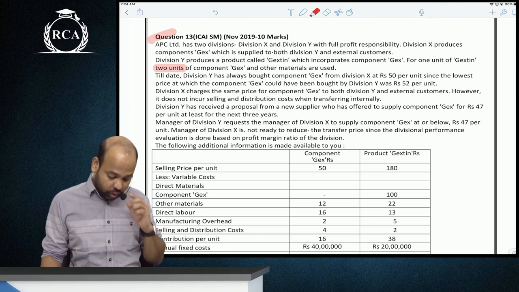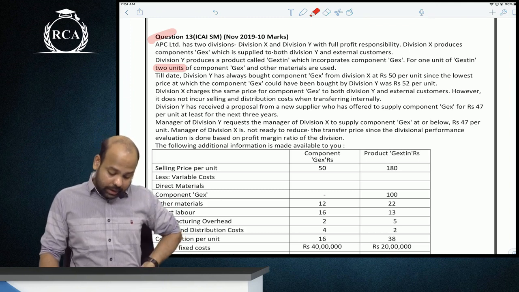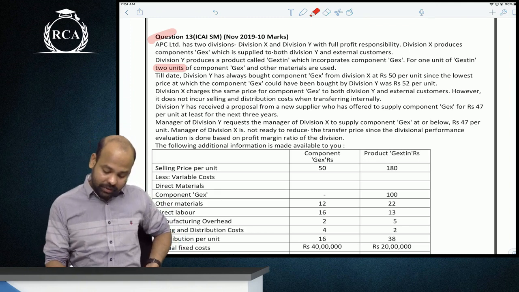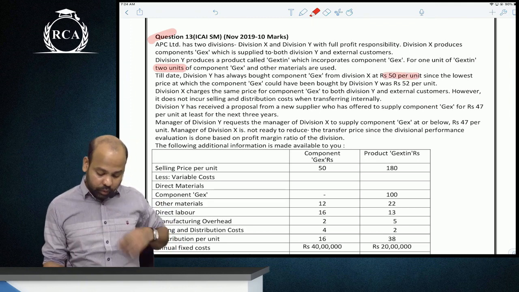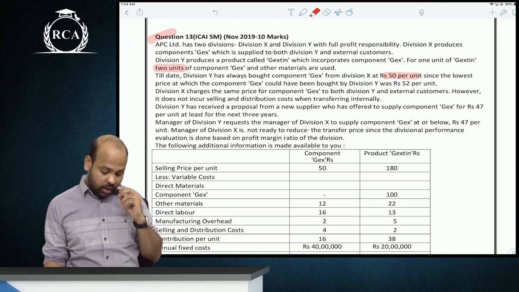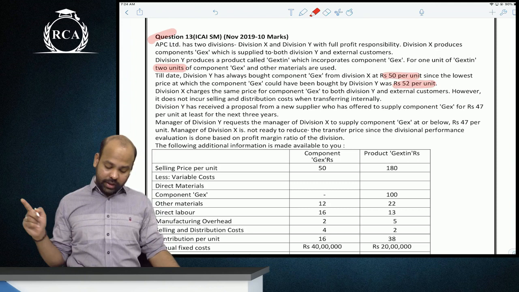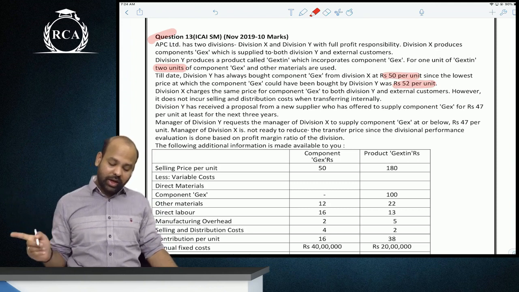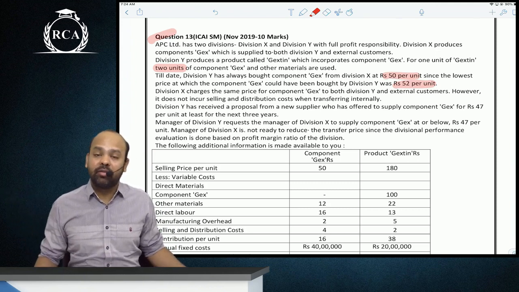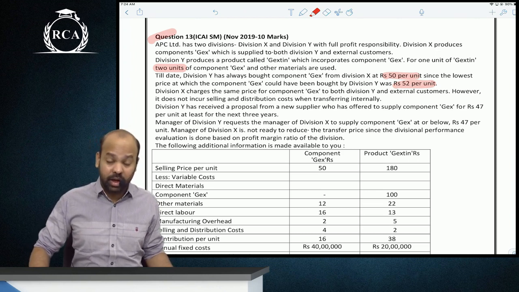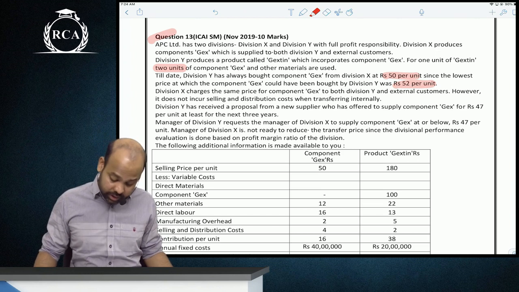It is 2:1. Till date, Division Y has always bought component GX from Division X at a price of 50 rupees per unit. Since the lowest price at which the component GX could have been bought by Division Y was 52 rupees, Division Y could have procured it from the external market at 52 rupees, but they were procuring at 50 rupees from Division X.